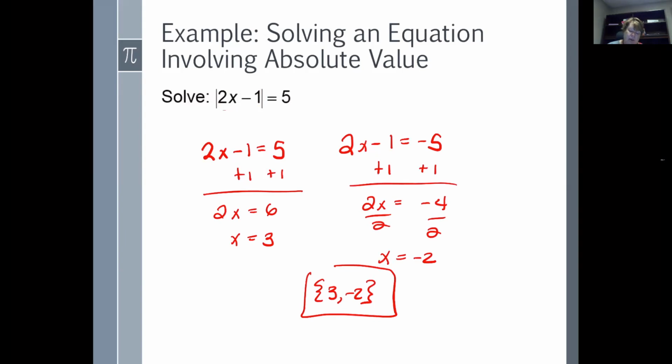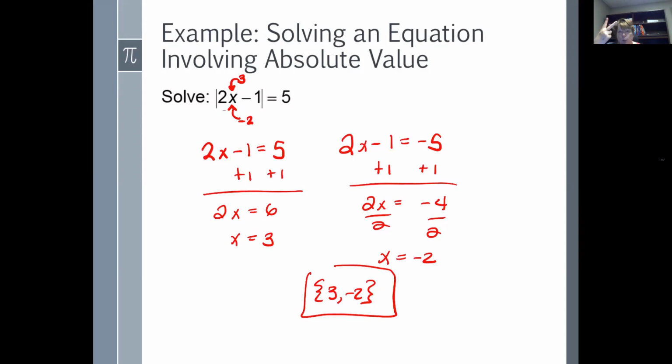If I put 3 in there, 2 times 3 is 6. 6 minus 1 is 5. The absolute value of 5 is 5. If I put -2 in there, 2 times -2 is -4. -4 minus 1 is -5. What's the absolute value of -5? 5. So if you solve an absolute value equation, how many answers are you going to get?